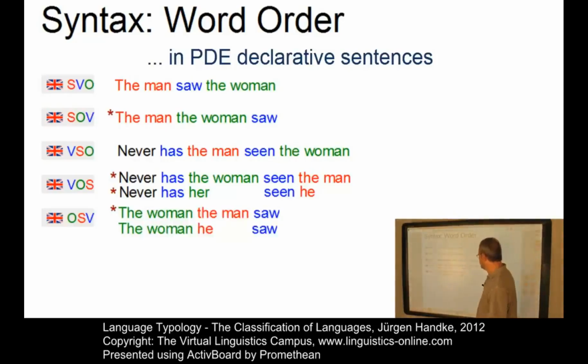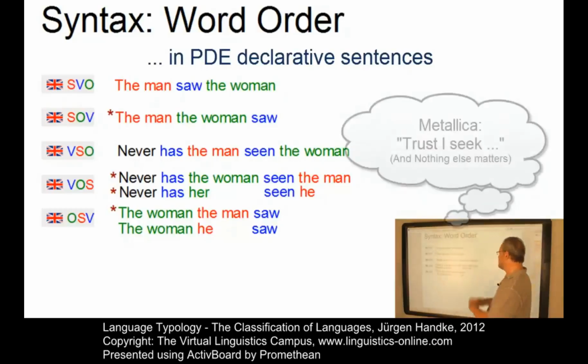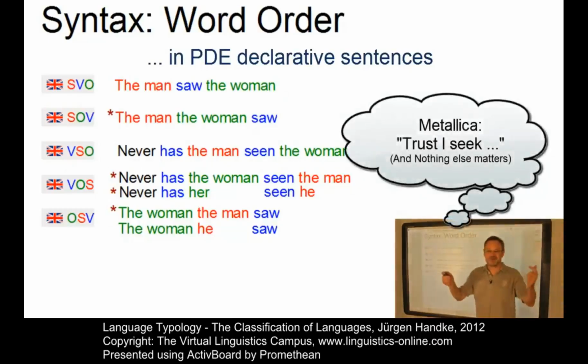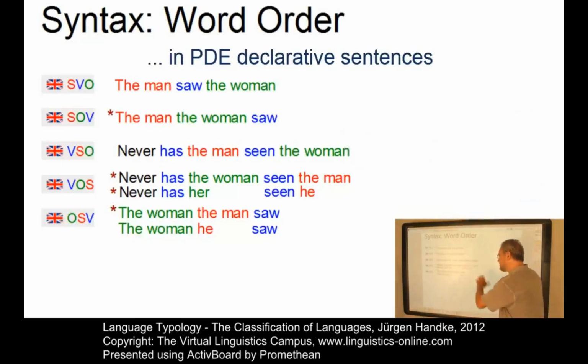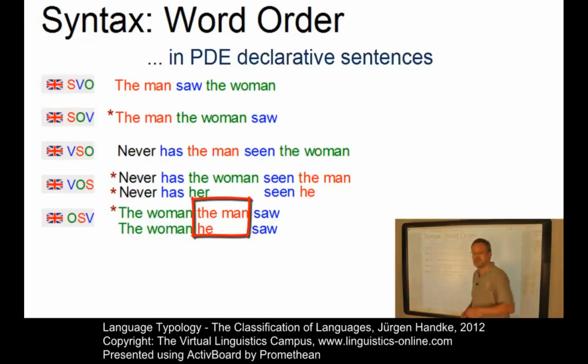OSV, the next word order, the woman the man saw, is impossible. However, quite interestingly, it works in cases of object fronting under certain thematic pressure. The woman he saw, or I always remember the famous Metallica line, "Trust I seek," from Nothing Else Matters. The old rock musician comes through. So this works, however, in very rare cases. In fact, the condition is that the subject, he, must be nominative marked. So for example, we have I, he, she, we, and they.